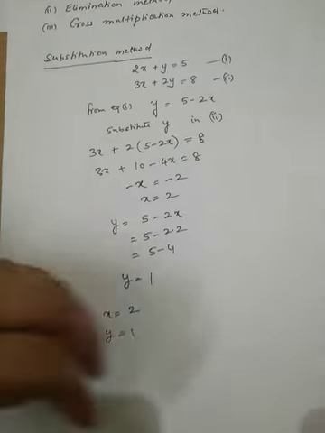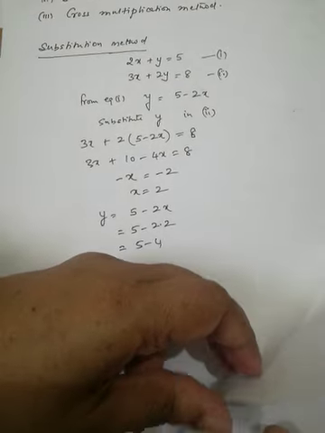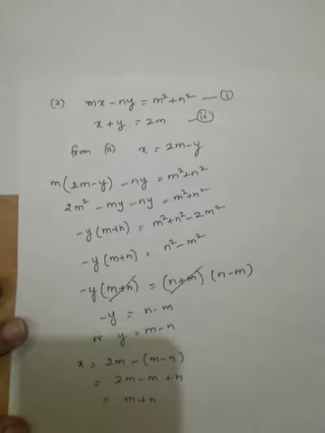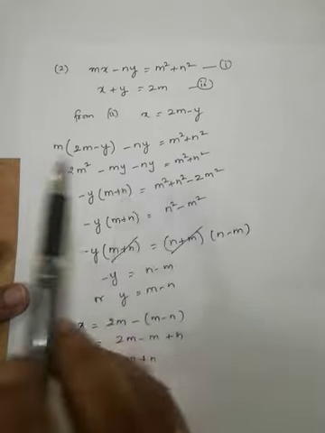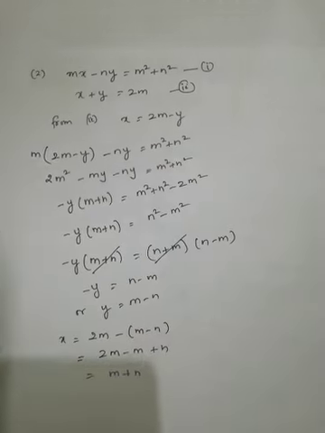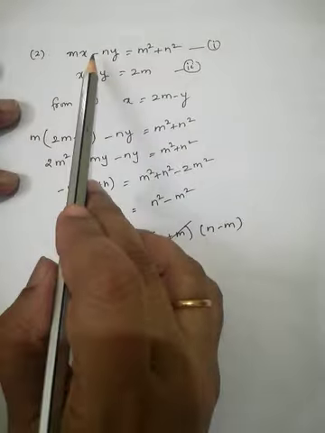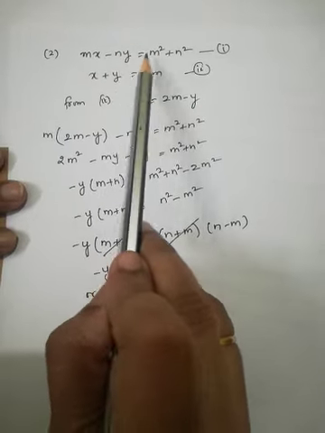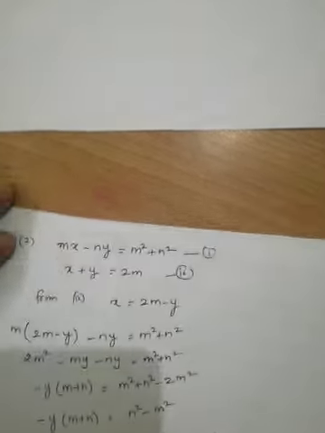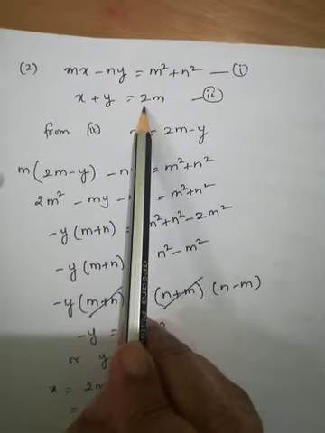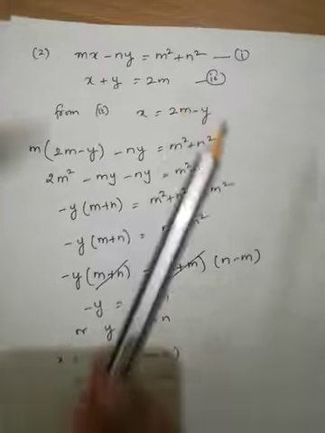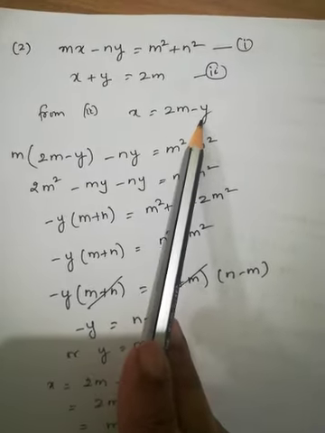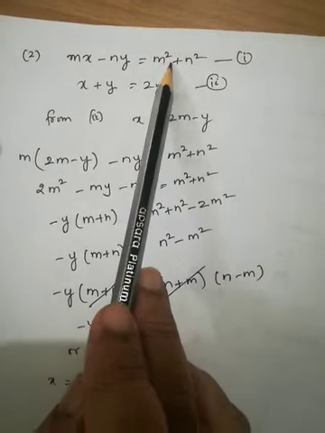Now let me take another problem which is not on numbers. See, I have taken this. Here you will see that instead of 2, 3 and so on, I have taken mx. So you need not worry. It is very simple, same thing. mx minus ny is equal to m square plus n square. x plus y is equal to 2m. From the second equation I am substituting because this is simple. So x is equal to 2m minus y. Substitute it in the first equation.